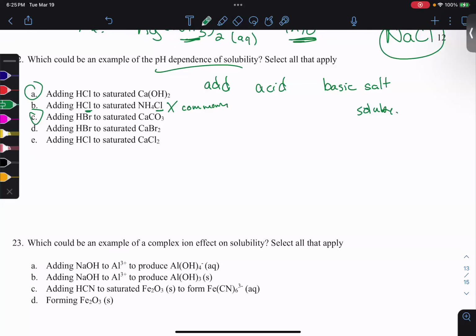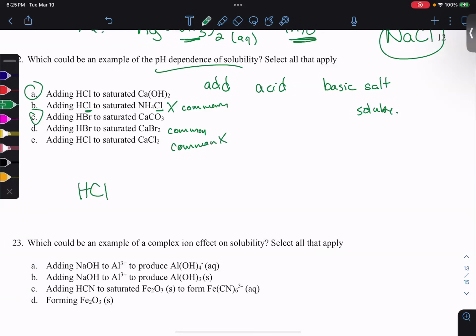All right, adding HBr to saturated calcium bromide. Is that pH dependence? No, that is actually what? Common ion, yeah. So adding HBr will actually decrease the solubility of calcium bromide, not increase it. HCl to calcium chloride. That one is also common ion. So again, that's nothing.